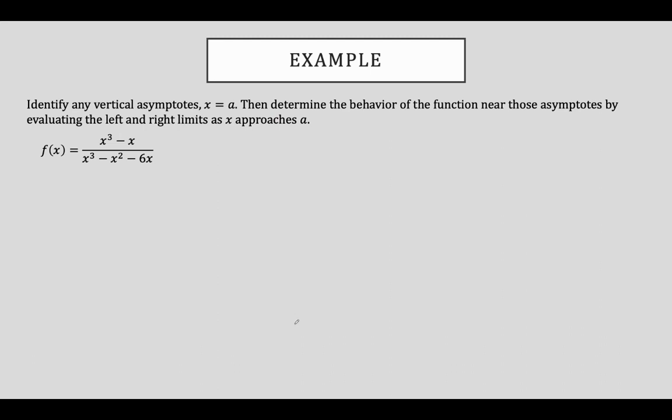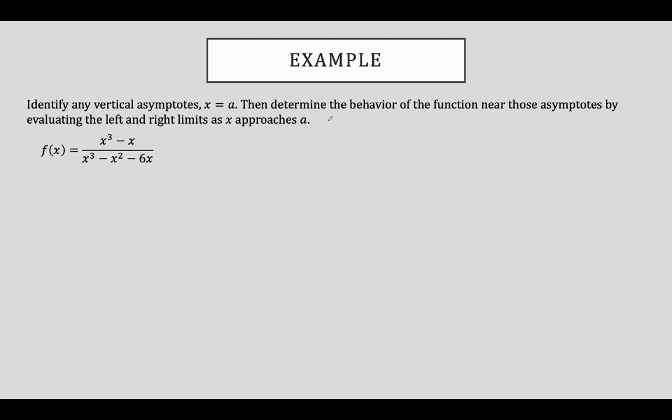Identify any vertical asymptotes, x equals a. Again, notice vertical asymptotes are written as equations of vertical lines, x equals a. Then determine the behavior of the function near those asymptotes by evaluating the left and right limits as x approaches a. So for each vertical asymptote, we're going to have to evaluate two limits, one approaching the vertical asymptote from the left, one approaching from the right.